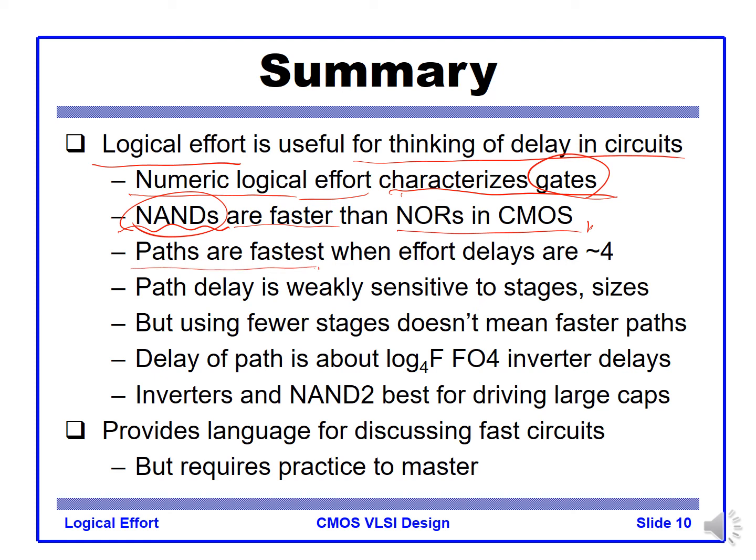And paths are fastest when effort delay is close to 4, considering the parasitic delay. And also path delay is weakly sensitive to stages and sizes. Not much variation. I mean, the variation is not that large. We remember that it is only 15% off from the optimum delay when we choose slightly different stages and sizes. So it's not that very sensitive.